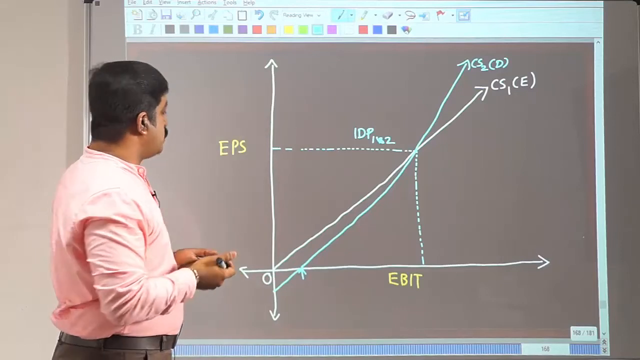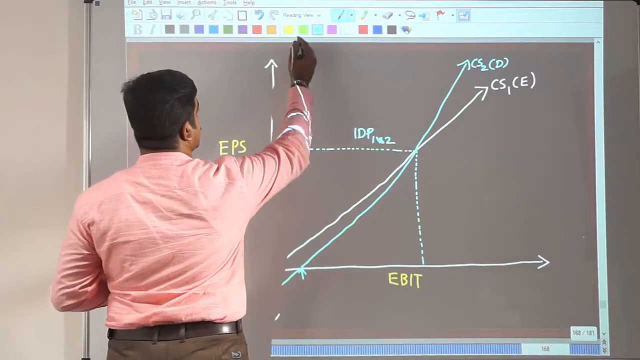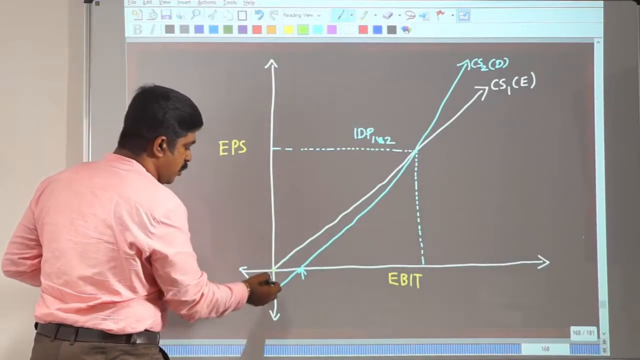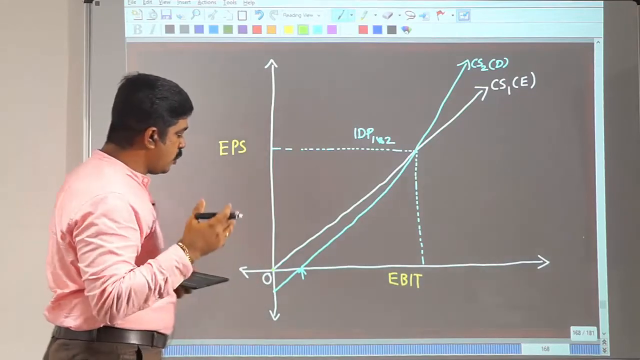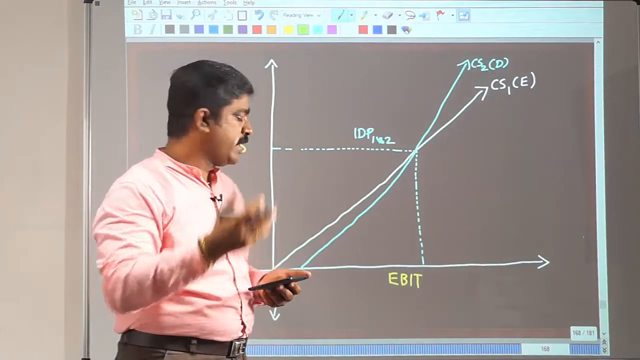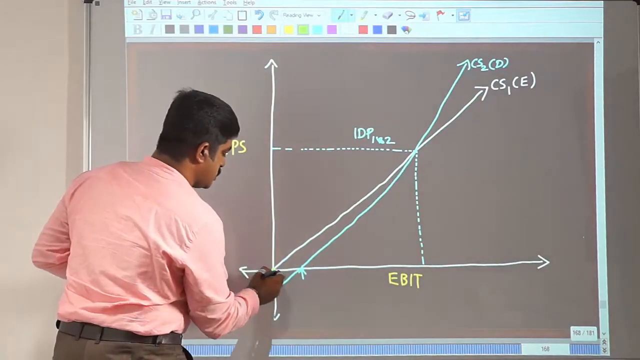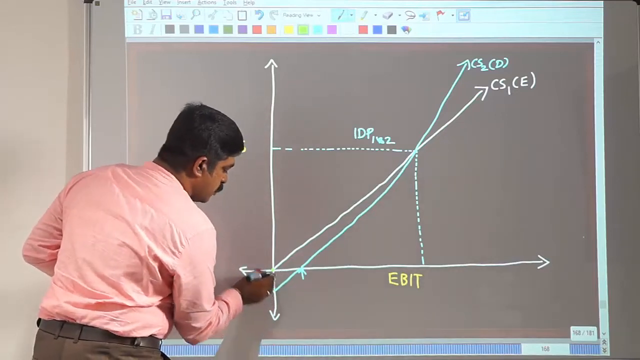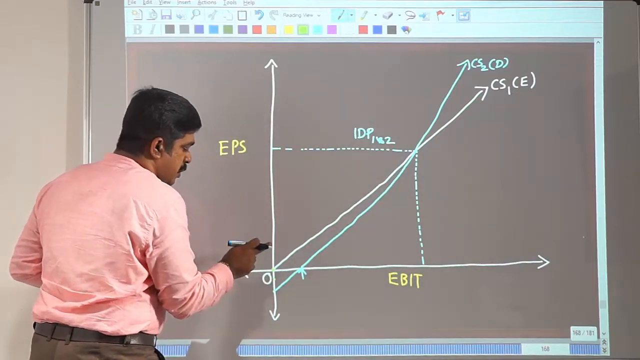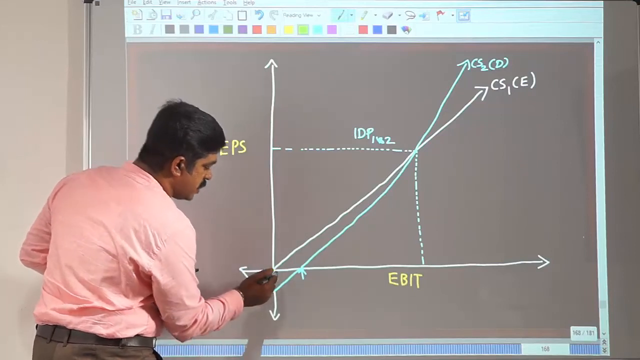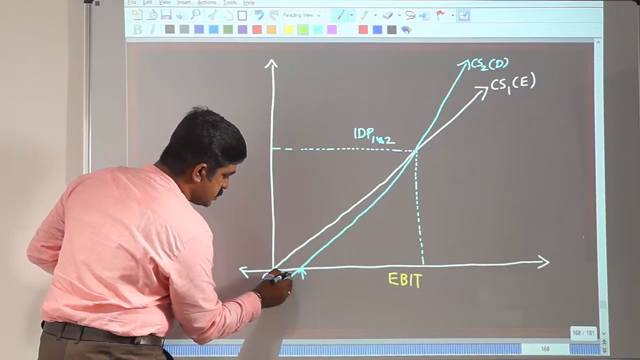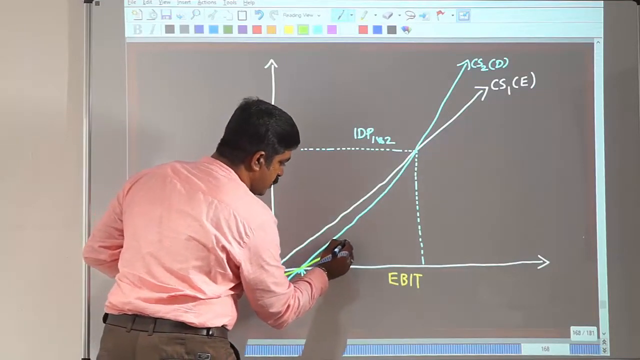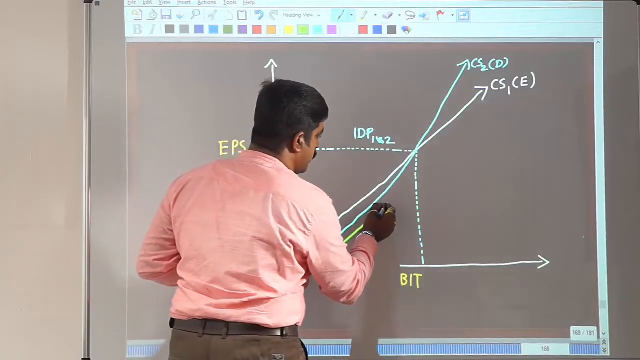Now let me select one more option where we talked about, let's say, preference. So preference, I can start either from here, or I can also start somewhere from negative, depending upon what kind of dividend you have or what kind of arrangement. Let's say for simplicity, I'll start somewhere from here. When my EBIT is 0, EPS is negative at this level, and it is increasing with increase in level of EBIT.